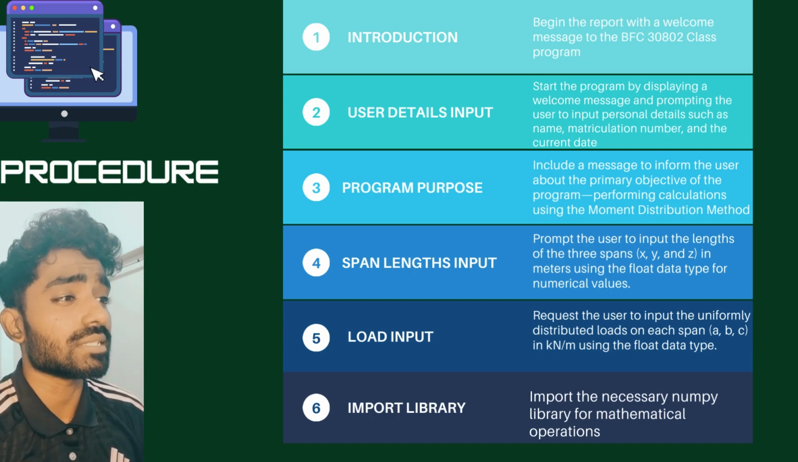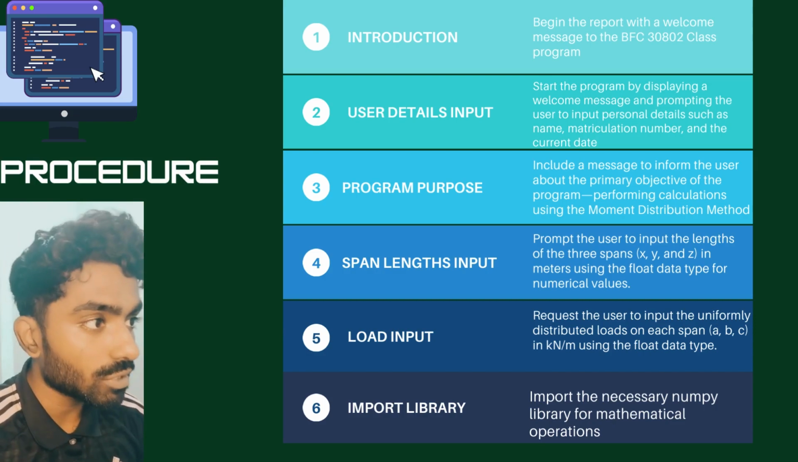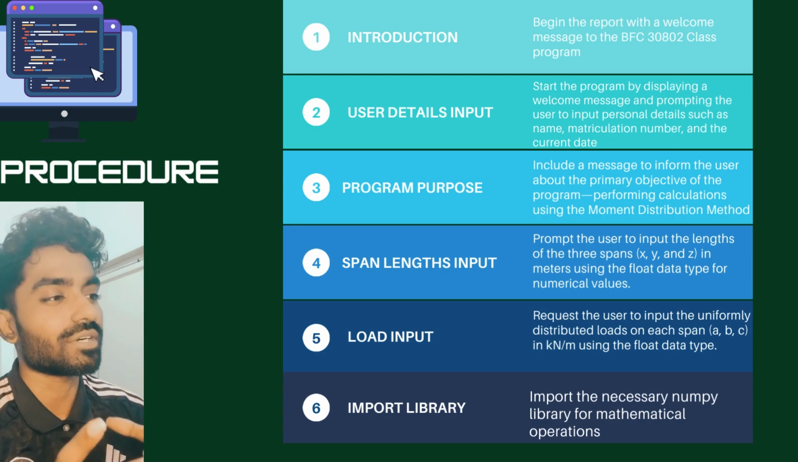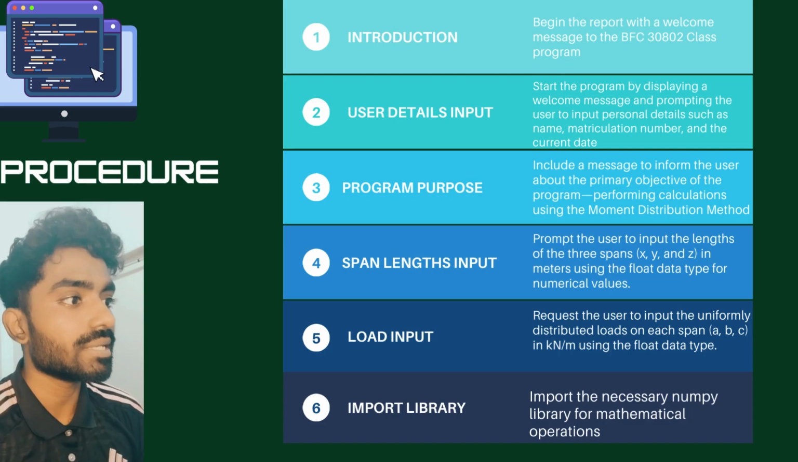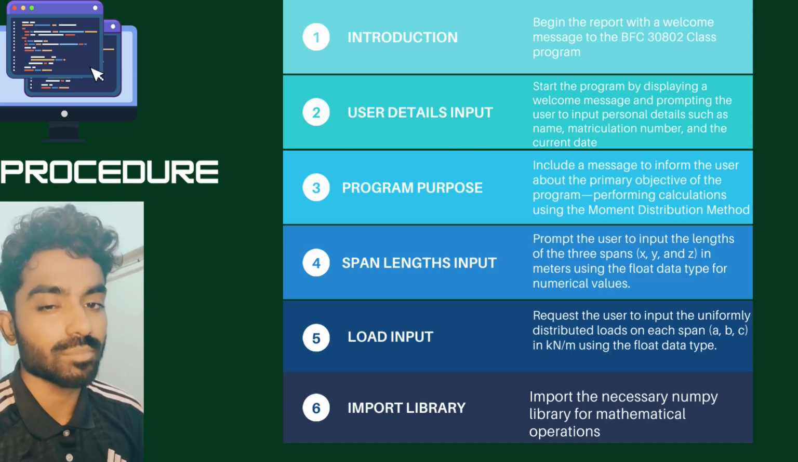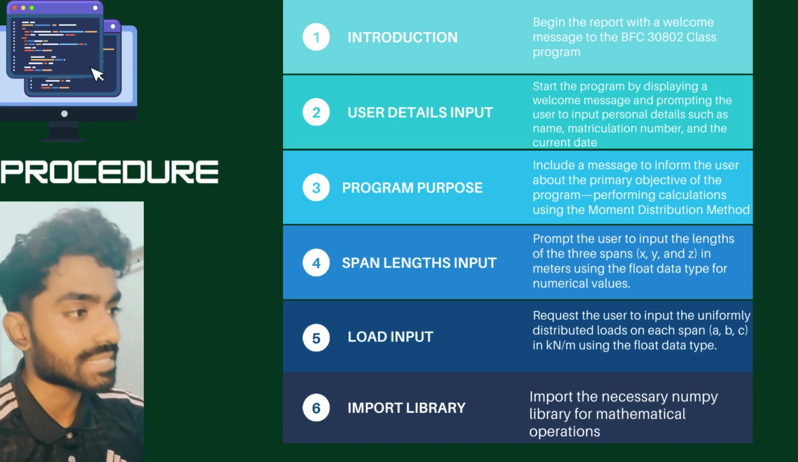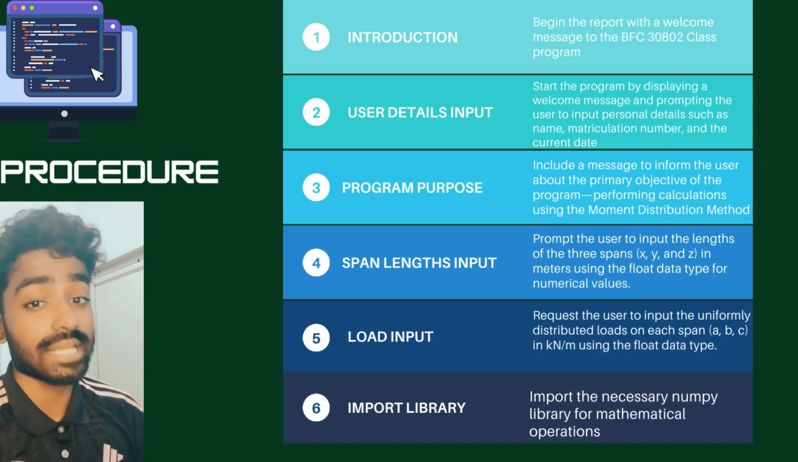The first step is introduction, so begin the report with a welcome message. The second is user details input. So we start the program by displaying a sort of welcome message. Then the third step is program purpose: include a message to inform the user about the primary objective. Then span length input, so we have to input the lengths of the 3 spans x, y, and z. Load input: request the user to input uniformly distributed loads on each span, which are a, b, c.